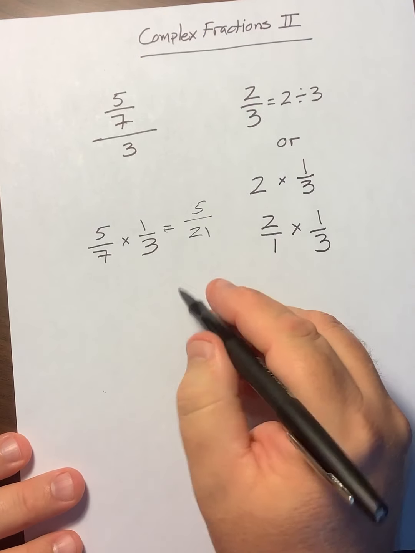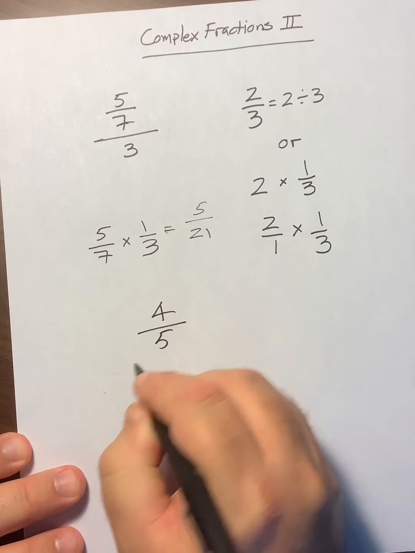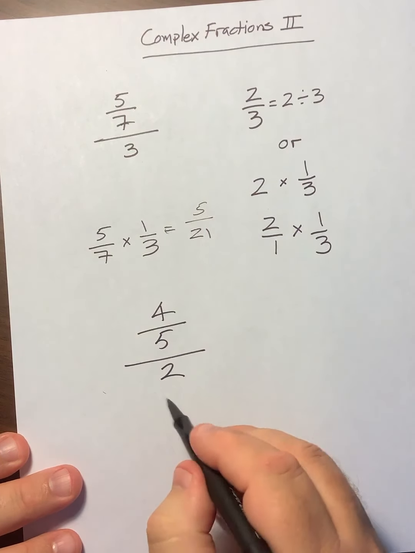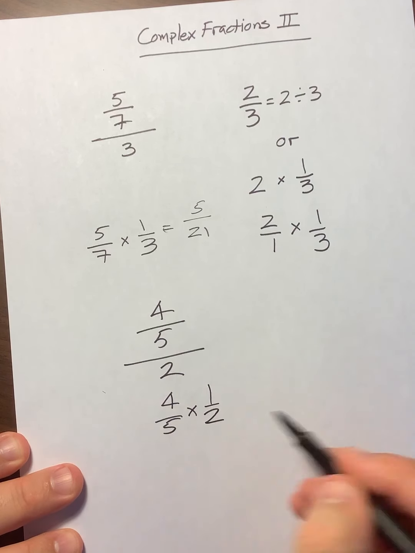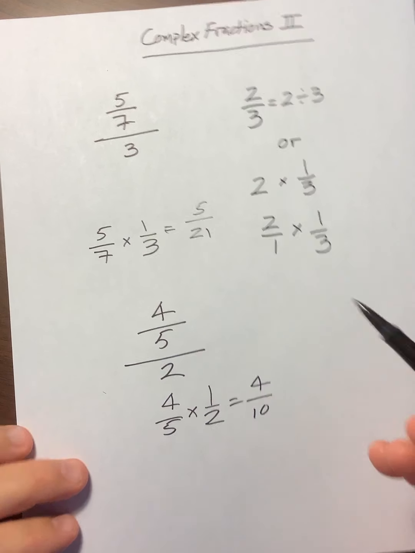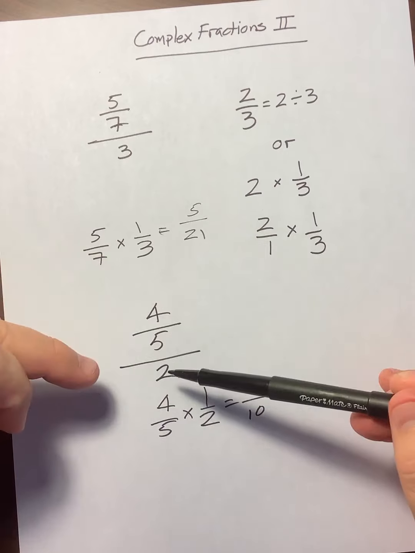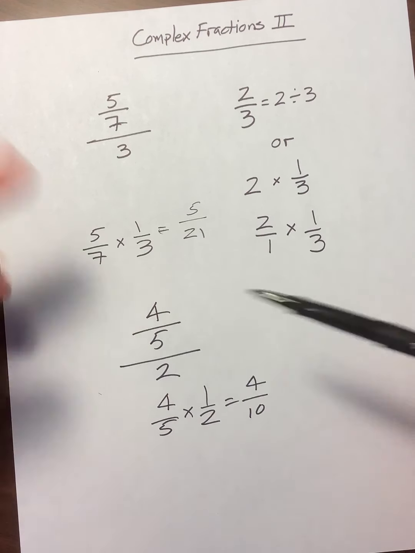To show another example, let's say that I have 4/5 divided by 2. Represent it the same way. So this is 4/5 times 1/2, which equals 4/10. And that makes sense, right? Because if I take 4/5 of something and I take half of that, that's going to be 4/10, or 2/5 if I simplify that. Okay?